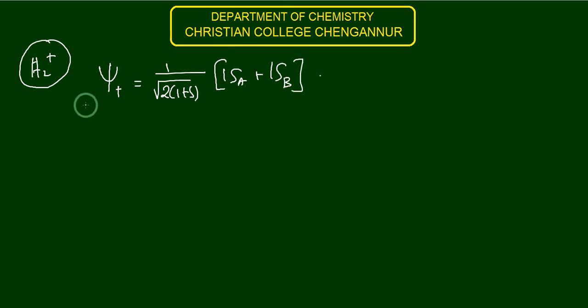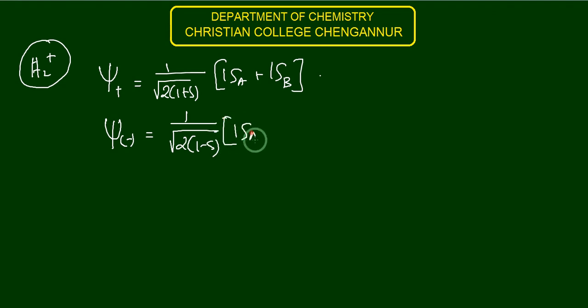Okay, and there was another molecular orbital, that is Psi minus, and the expression for Psi minus is 1 divided by root of 2 into 1 minus s, into 1s A minus 1s B. Here 1 divided by root of 2 into 1 plus s and 1 divided by root of 2 into 1 minus s are actually the normalization factors. This one corresponds to the energy E plus, and this one corresponds to the energy E minus.